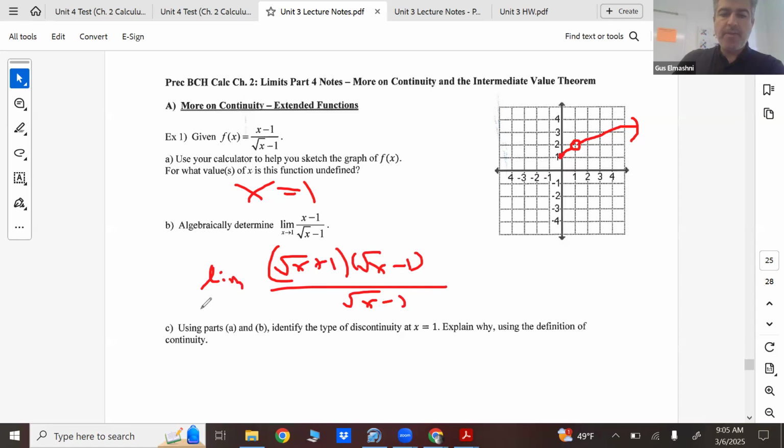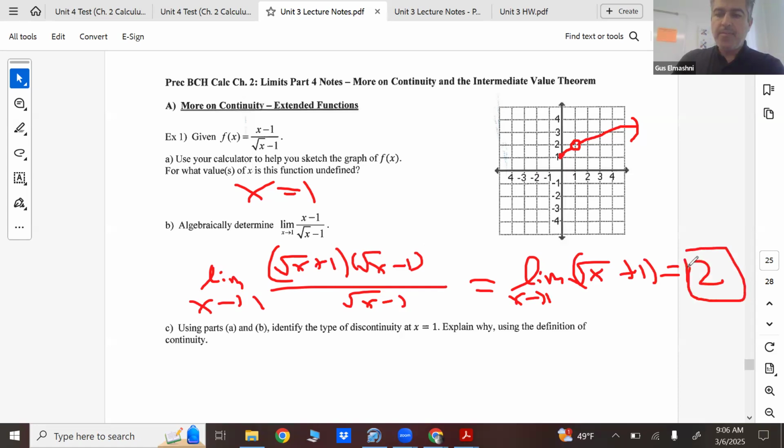That's how you can rewrite it. That's 1, not 0. Remember, be formal, write the limit notation until you're ready to substitute. Now we're ready to substitute. I get 2. So using parts A and B, identify the type of discontinuity. So it's definitely a removable discontinuity.